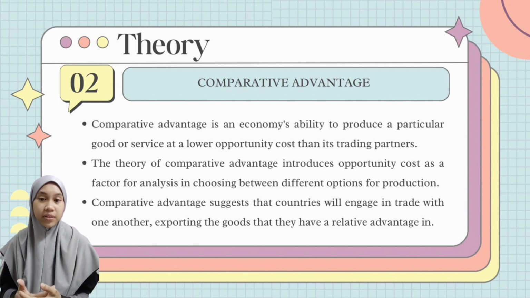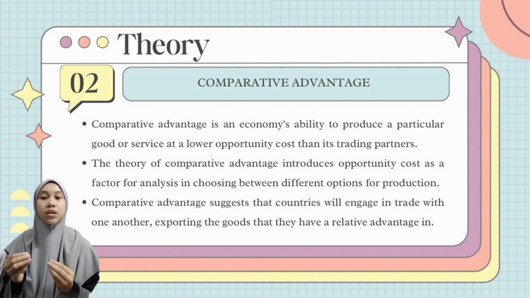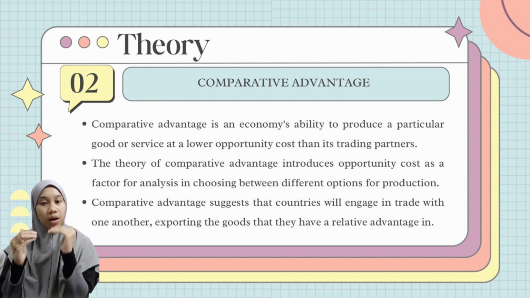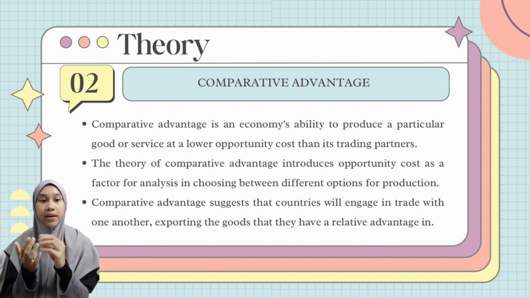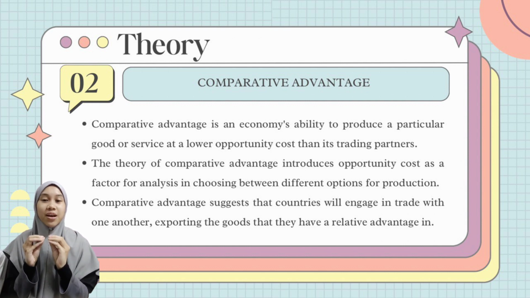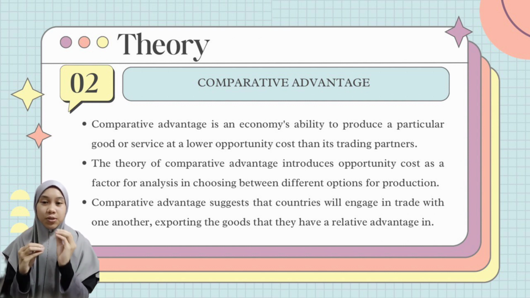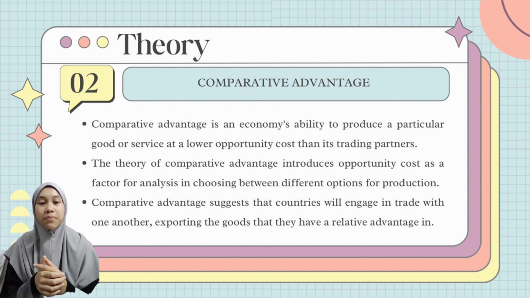Another theory is comparative advantage theory. Apa ni comparative advantage theory? Well, comparative advantage theory is an economy's ability to produce a particular good or service at a lower opportunity cost than its trading partner. Jadi, teori comparative advantage ni introduce opportunity cost sebagai salah satu faktor. It's a factor for analysis in choosing between different options for production. Nak menghasilkan sesebuah negara tu, nak hasilkan yang mana satu berdasarkan opportunity cost yang ada.